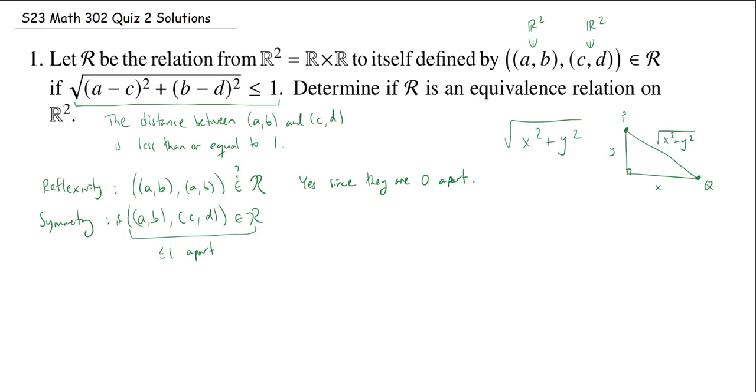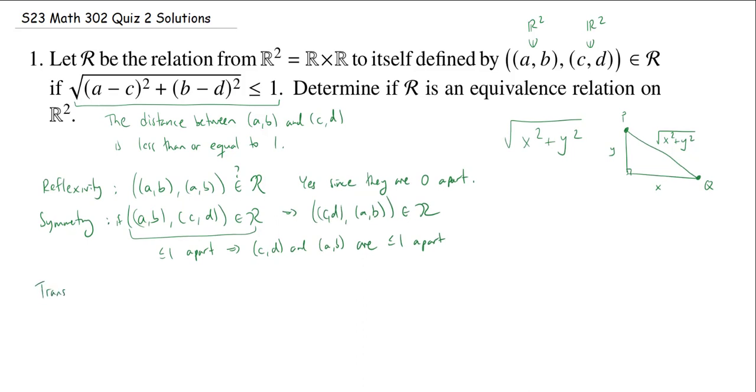But distance apart doesn't depend on which one you say first. If I ask how far apart P and Q are, it's this same answer, root x squared plus y squared, as if I said how far is Q from P, right? Distance doesn't care which one you start with first. So this implies that CD and AB are less than or equal to 1 apart. So this implies that CD and AB, that pair is in R. So we get symmetry.